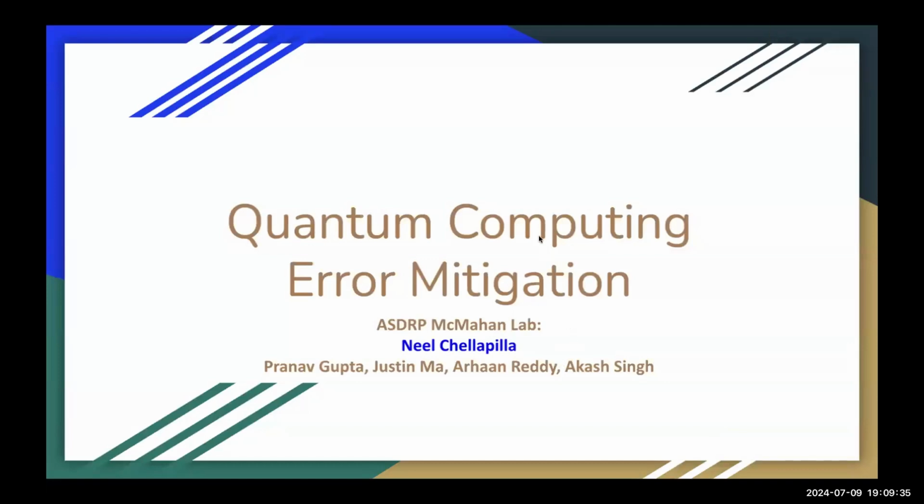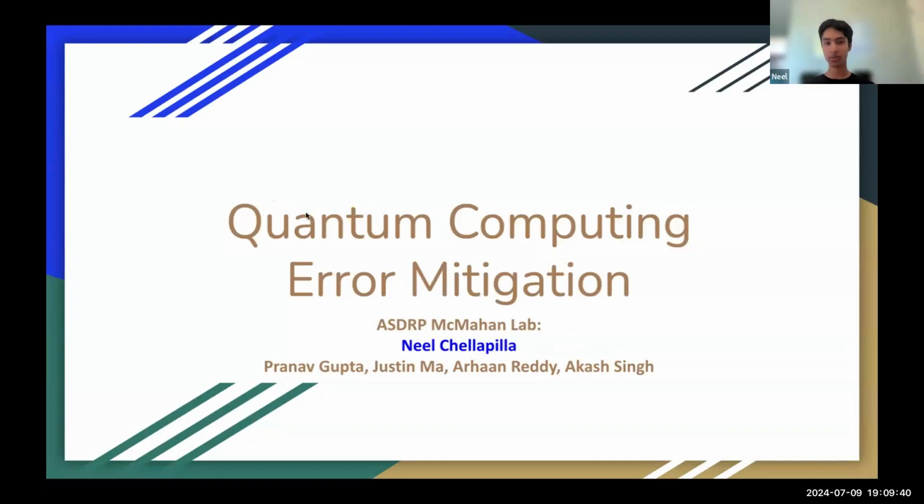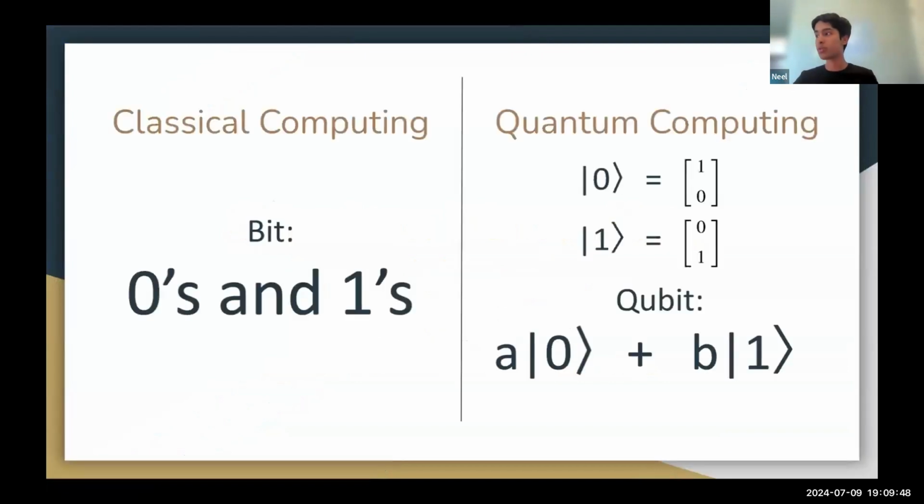All right. So hi everyone, I'm Neil, and as part of the ASDRP McMahon lab, I will be presenting quantum computing error mitigation. Okay, so first, in quantum computing, we deal with quantum bits, also called qubits. Unlike classical computing, which consists of zeros and ones, quantum computing uses bits in superposition between the states of 0 and 1. Zeros and ones are represented by the two-dimensional standard unit vectors, and a qubit can be defined as a unit vector in the form of A times the 0 qubit plus B times the 1 qubit.